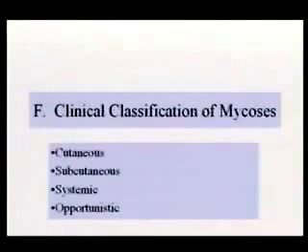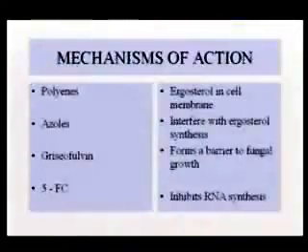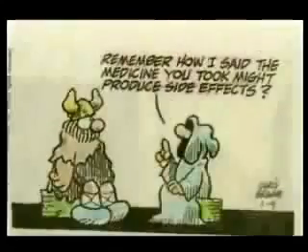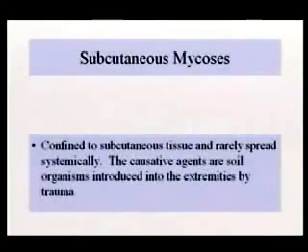We'll talk about them generally in clinical classification: cutaneous, subcutaneous, systemic, and opportunistic, and we'll go into that a little more with specific diseases. The cutaneous rarely invade deeper tissue. We also call these dermatophytes. They're usually superficial. Subcutaneous, again, are just confined to subcutaneous tissue. We'll discuss that a little more with specific diseases.